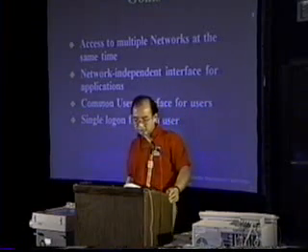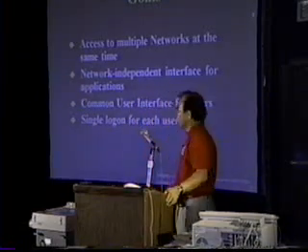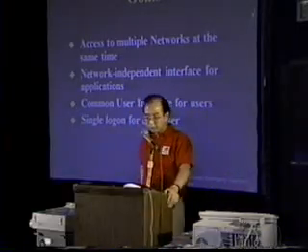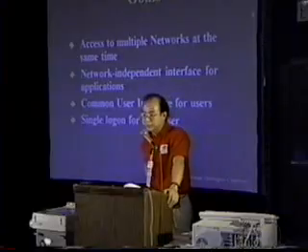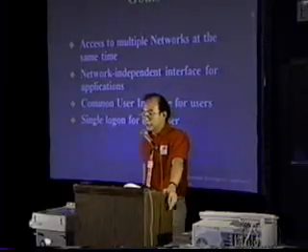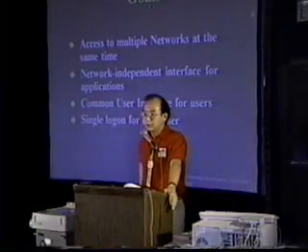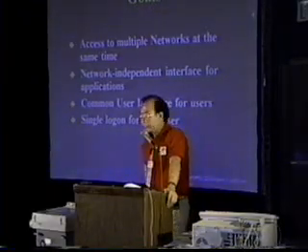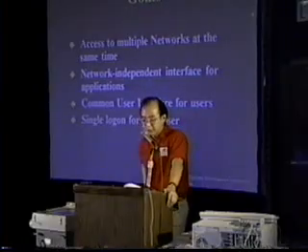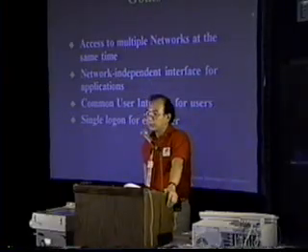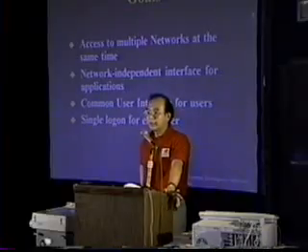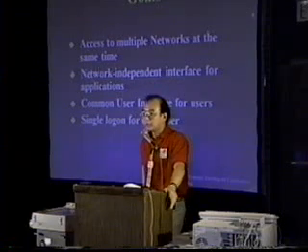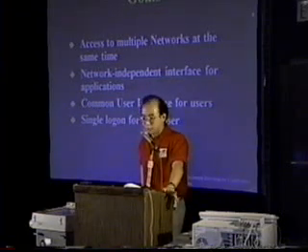Okay, here are some of the goals we've set out to achieve when we talk about network interaction. The first is access to multiple networks at the same time. The idea is you can go to one machine and access a Novell server, an NT server, or a Banyan server, all at the same time. The second goal is a network-independent interface for applications. This is at the Win32 level. You want someone to be able to write an application using Win32 and not have to call network-specific APIs, so that you can basically use it for all networks.